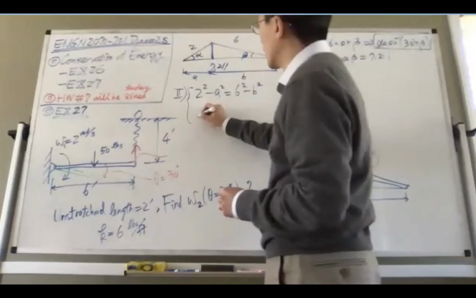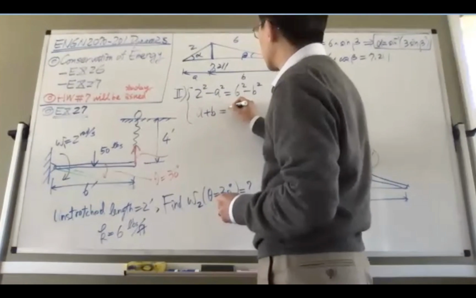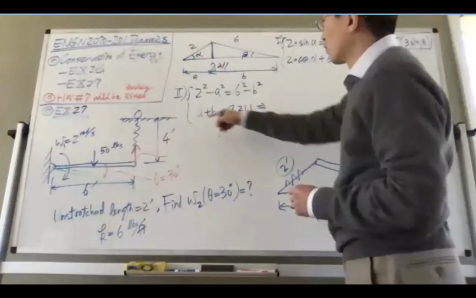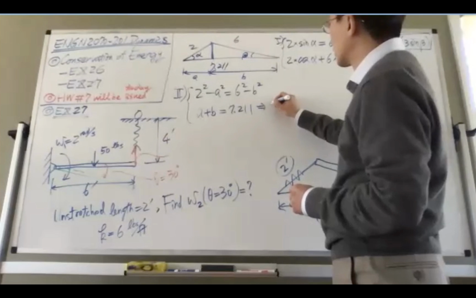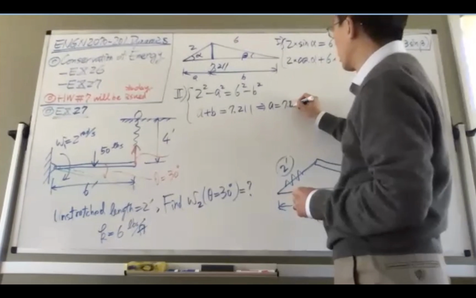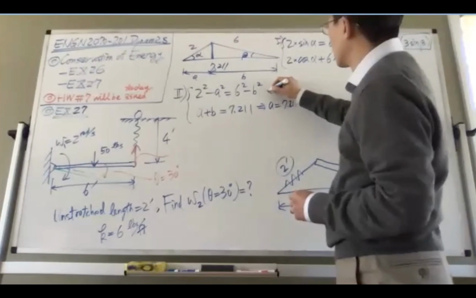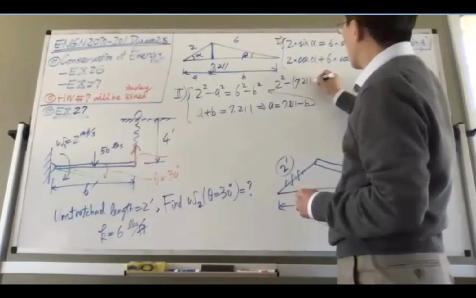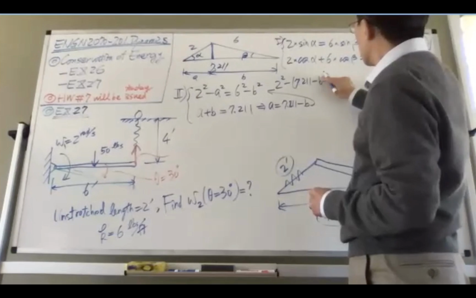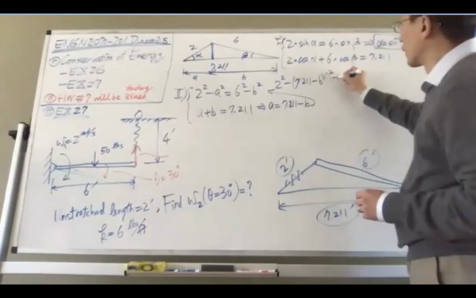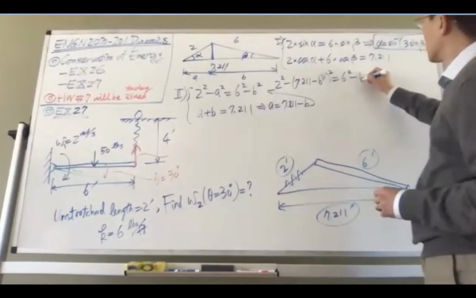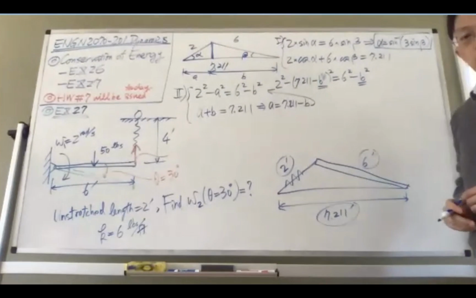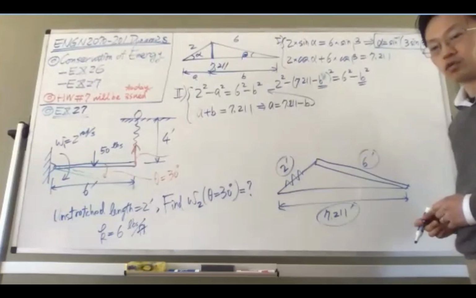And the second condition we know is A plus B equals 7.211. Now, if you do this, first of all, you can get an expression of A out of this. You can say A equals 7.211 minus B. Put it back to here. This becomes 2 squared minus (7.211 minus B) squared equals 6 squared minus B squared. Now, if you do that, this problem becomes much easier to solve.